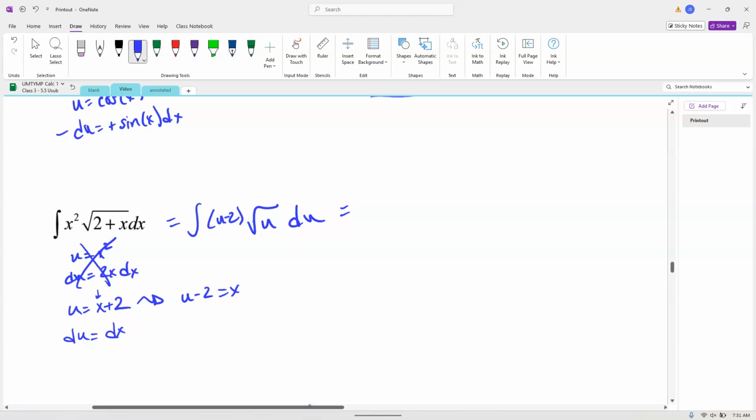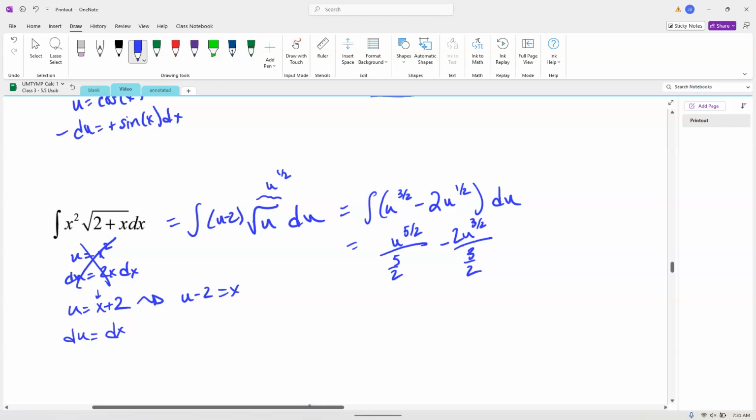So remember, square root of u is u to the 1/2. So then we can say that this is the integral of u to the 3/2 minus 2u to the 1/2 du, and then it's just undoing the power rule. So you'd have u to the 5/2 over 5/2 minus 2u to the 3/2 over 3/2, and then plus c.